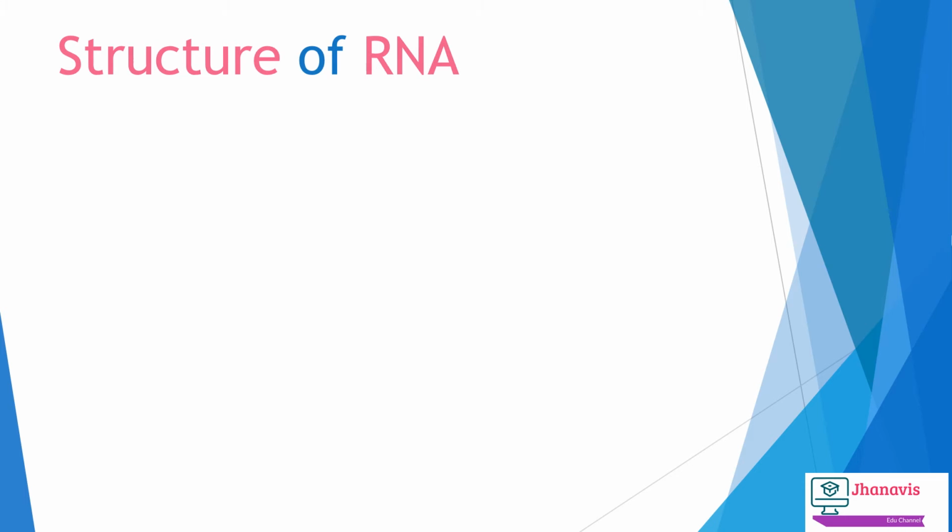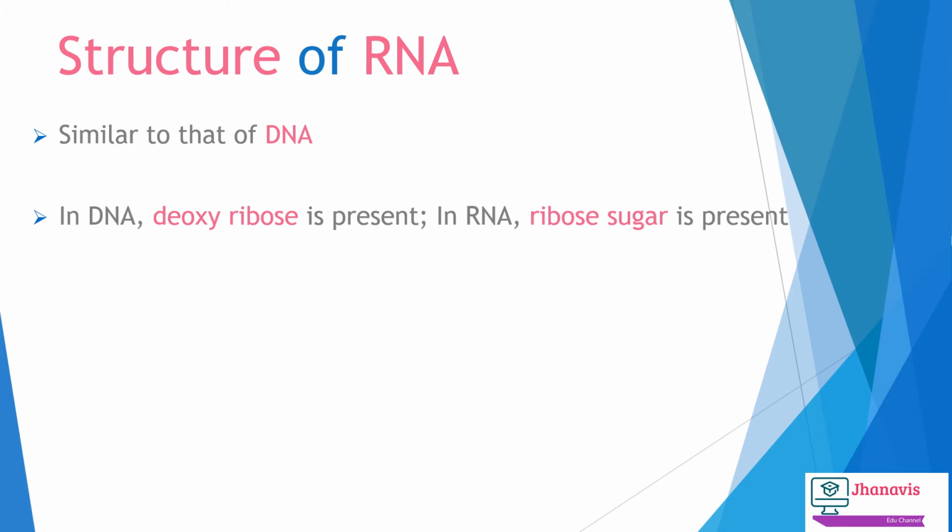RNA is very similar to DNA. The only difference between the RNA and the DNA is in the sugar and the nitrogenous bases. There are a few differences we can see when we compare the RNA and the DNA. For example, in DNA, the deoxyribose sugar is present, whereas in RNA, the ribose sugar is present. The RNA does not have a helical structure.